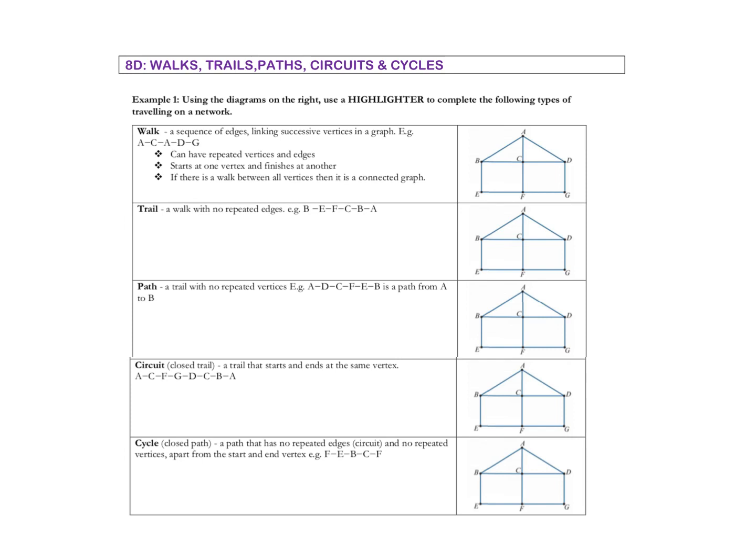The first one we're going to look at is a walk. A walk is when you go through a sequence of edges, linking successive vertices, so you go one after the other. When you have to write out how you went through the network, that's how you do it.